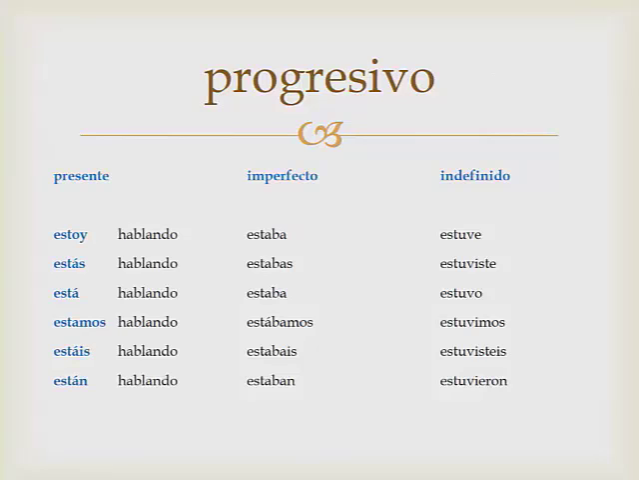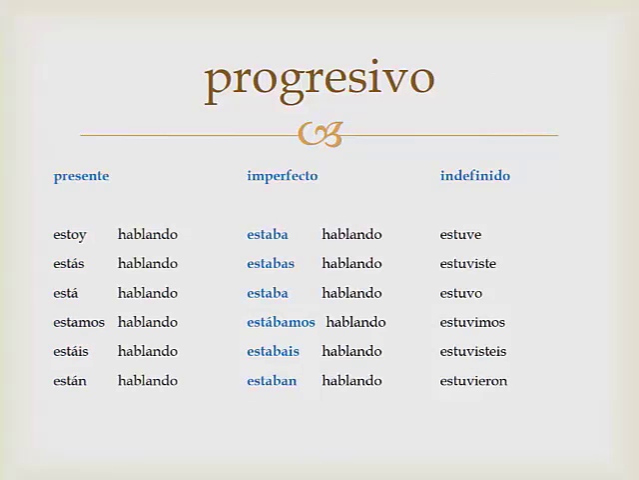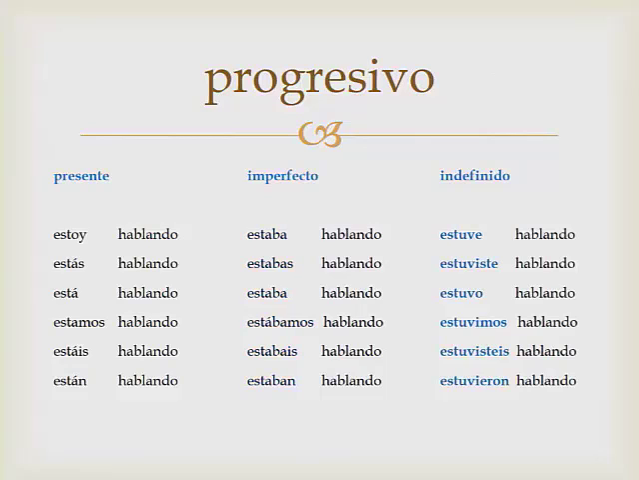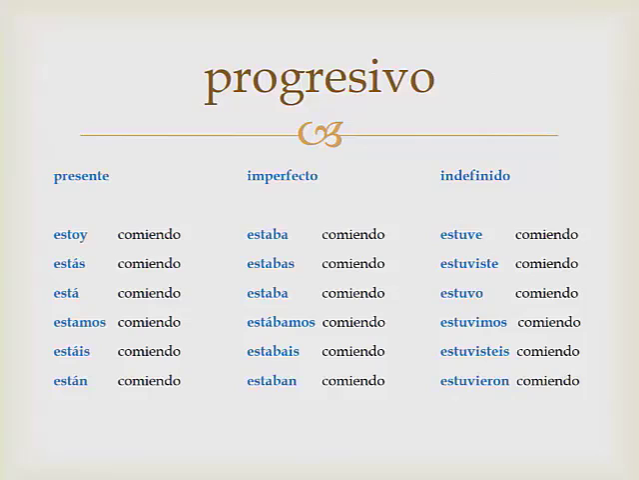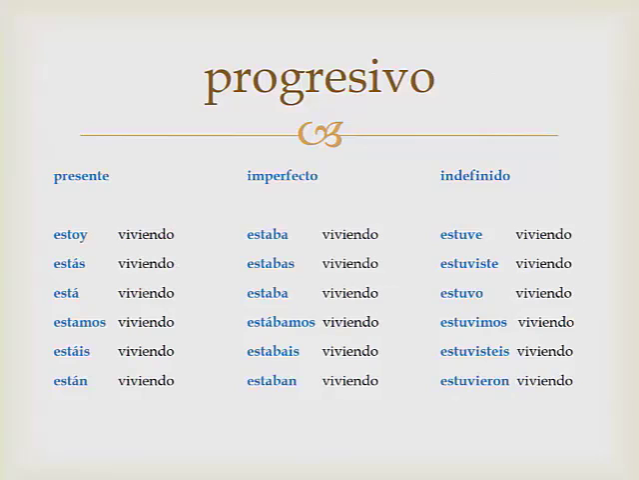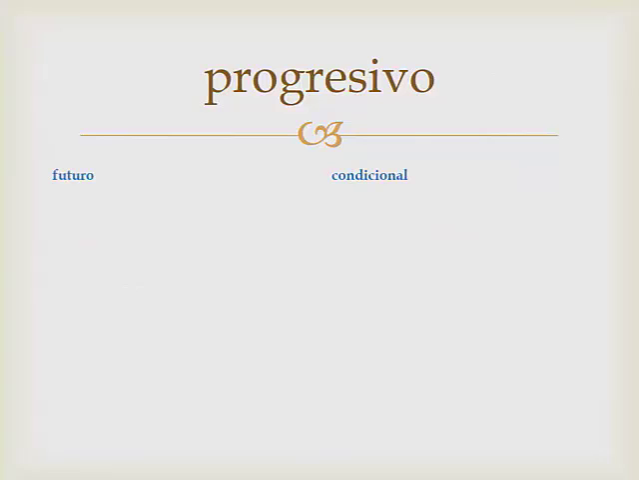Estoy hablando, I am speaking. Estaba hablando, I was speaking. Estuve hablando, I was speaking during a specific period of time. So present is estar in the present, imperfect is estar in the imperfect, indefinite is estar in the indefinite. And that's going to be the same no matter if it's an AR verb like hablando, an ER verb like comiendo, or an IR verb like viviendo.